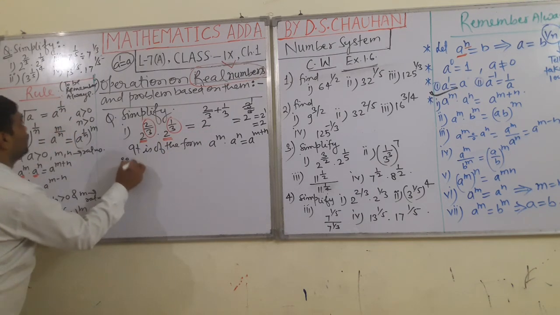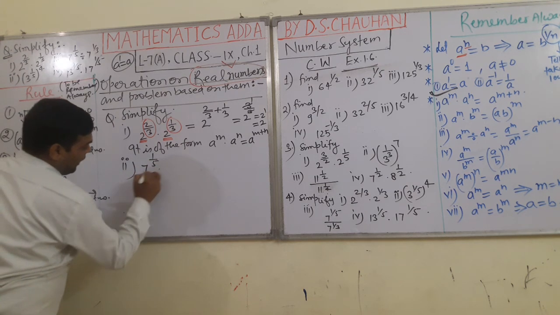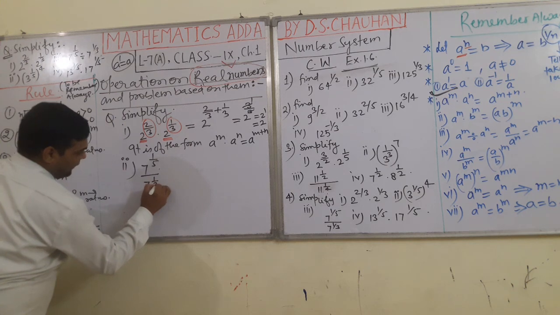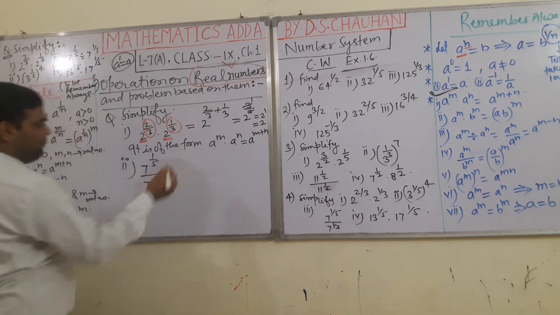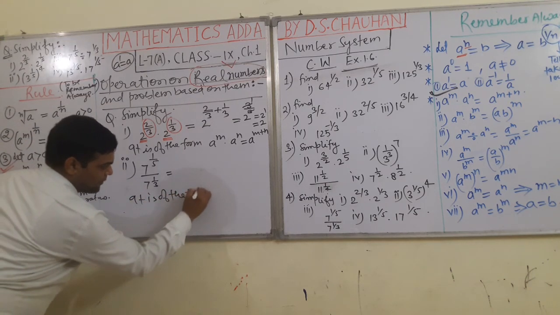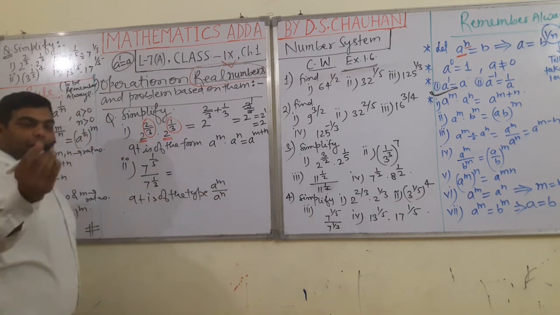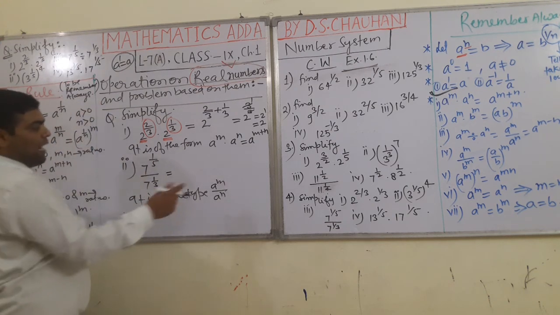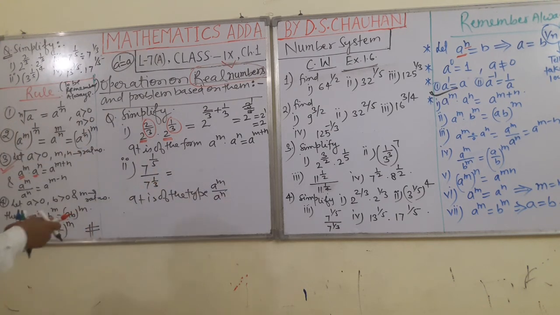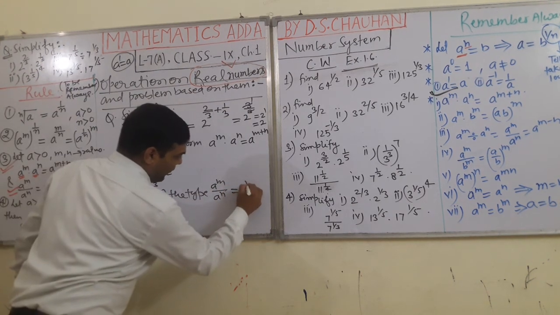Now the second problem, students: 7 raised to 1 by 5 upon 7 raised to 1 by 3. This is the problem we have to solve. It is of the type a to the power m upon a to the power n, where a is a positive number, which is 7 here, and m, n are rational numbers. Related to this, I have written a formula. Look here: a to the power m upon a to the power n is a to the power m minus n.